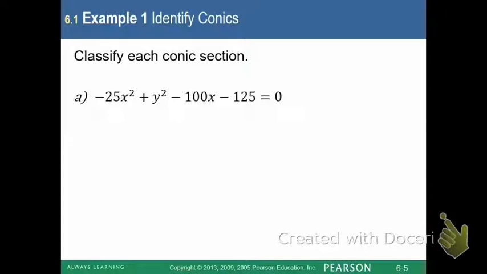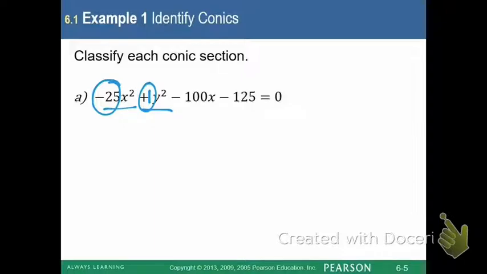So we've got negative 25x squared plus y squared minus 100x minus 125 equals 0. Our first thing is to look: are both the x's and the y's being squared? On this problem, yes. So I can go ahead and eliminate a parabola and move on. Second step, look at the numbers out in front. I've got a negative 25, and this would be a positive 1. Now these are obviously different numbers, so I know that this cannot be a circle, so I'm going to move on. Then my last step is to check: are the signs the same or are they different?